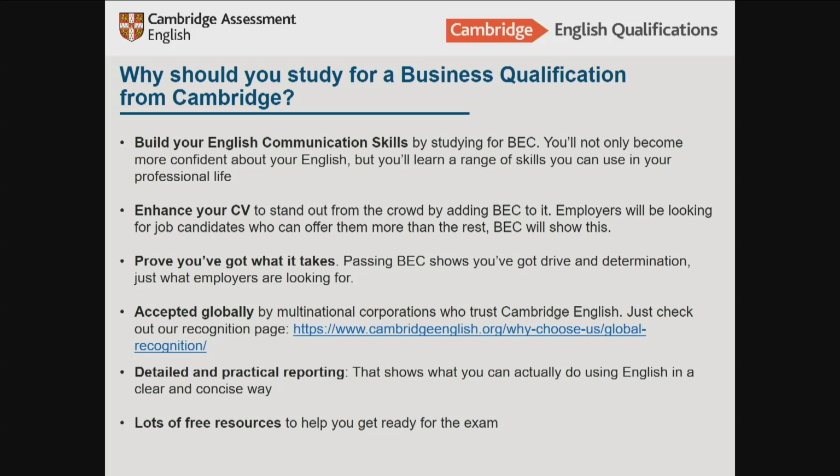These BEC qualifications will also prove that you've got what it takes. Passing BEC shows that you've got drive and determination, and that's just what employers are looking for. The qualifications are accepted globally by multinational corporations who trust Cambridge English, and you can check our recognition pages to find out exactly who recognises our exams. You'll get detailed and practical reporting that shows exactly what you can do with the English that you've studied for, and we'll look at the reporting in more detail later. And there are also lots of free resources available to help you to get ready to take the exam.